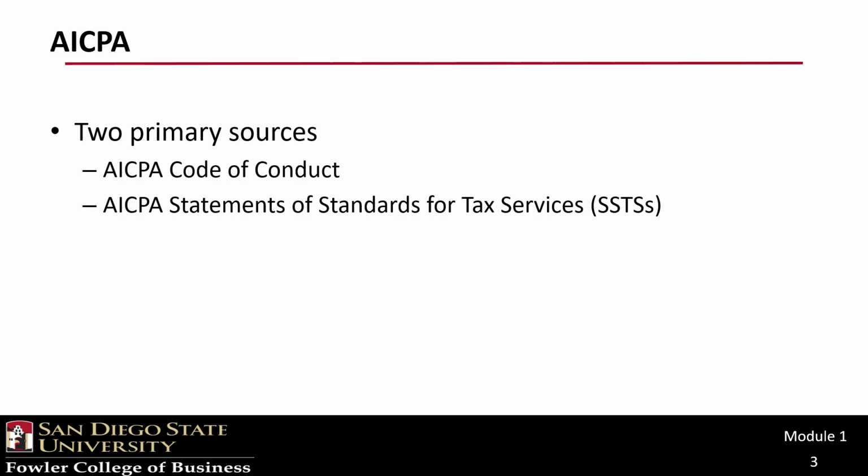In addition to the tax preparer regulations offered by Circular 230 and Code Section 6694, the AICPA, or the American Institute for Certified Public Accountants, also offers a couple of documents that oversee the regulation of members of the AICPA. The first is the standard AICPA Code of Conduct, and that covers all sorts of conduct for members within the AICPA. But the second one, and the one that's more applicable, is the AICPA Statements of Standards for Tax Services.